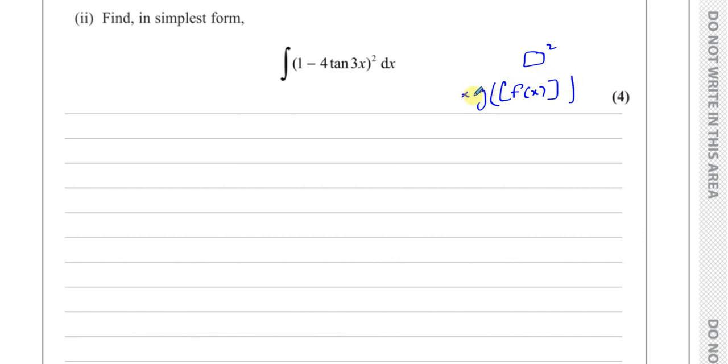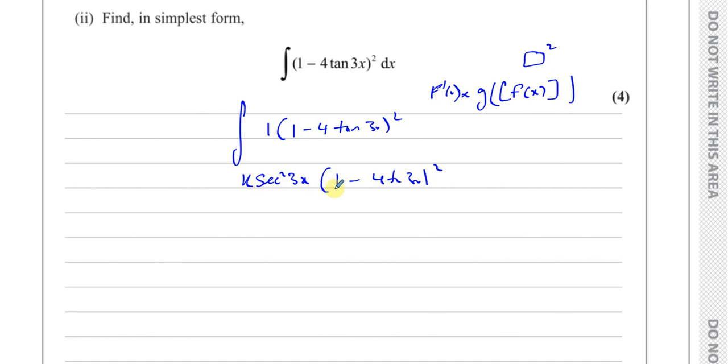Now outside of it, you don't have the differential of what's inside here, because outside of it you have just a constant. This is like 1 times 1 minus 4 tan 3x squared. For us to be able to use the reverse of the chain rule, what I should have out here is a differential of what's inside here. So something like the differential of tan of something is the secant squared of something. So that should be something like secant squared of 3x times 1 minus 4 tan 3x squared. It should be some constant times that.